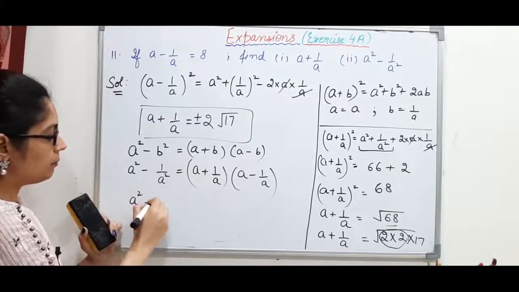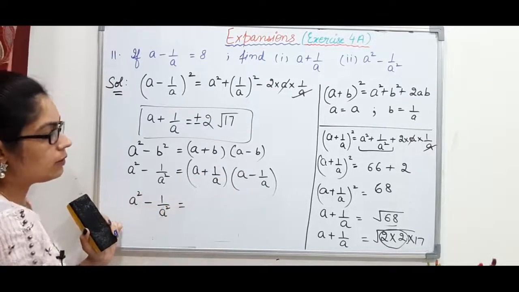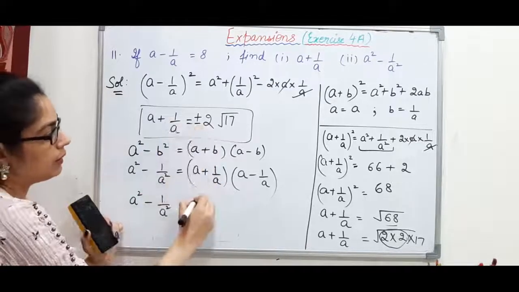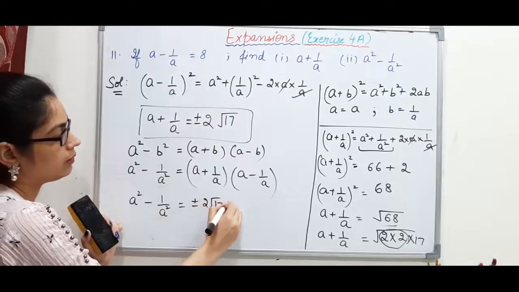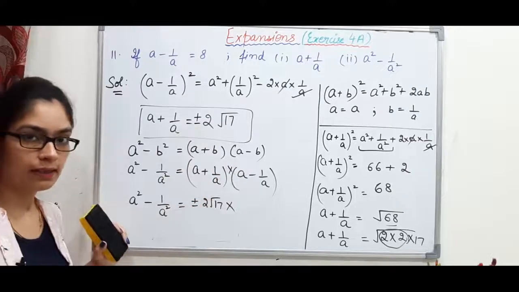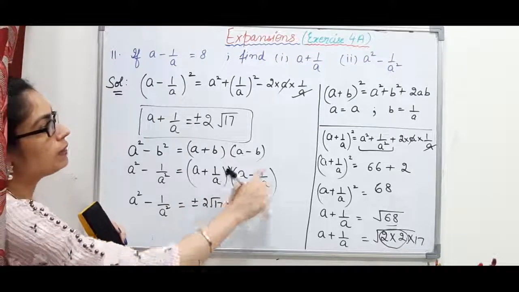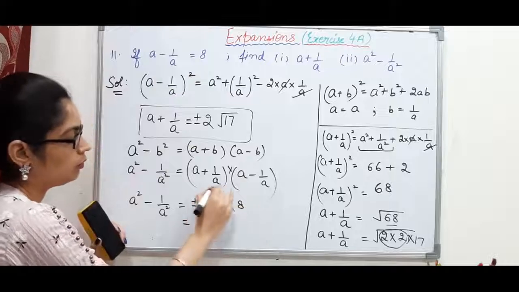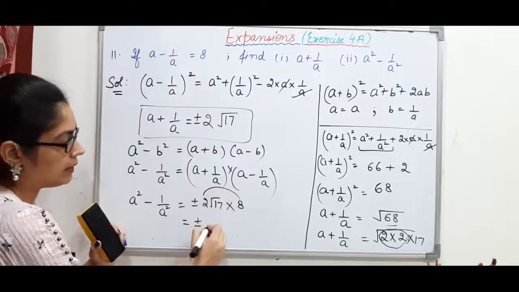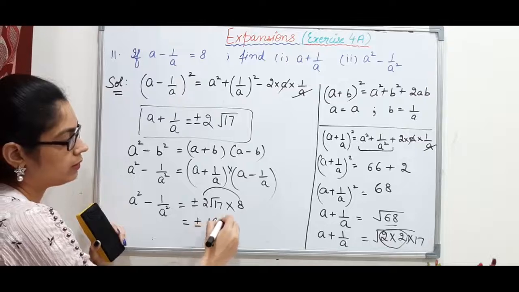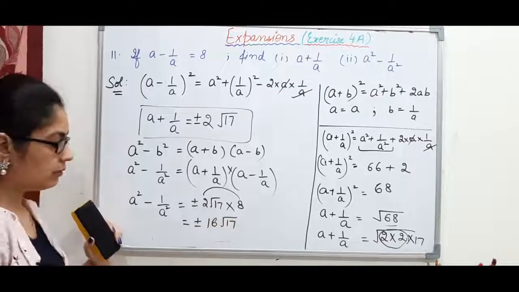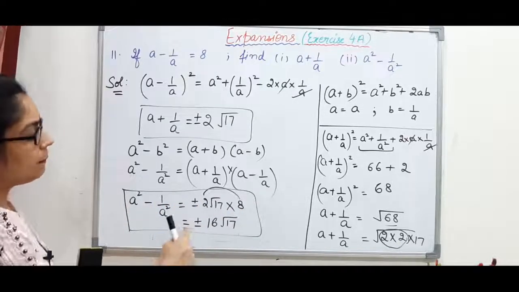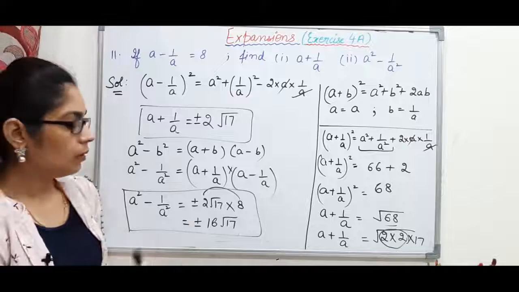So a square minus 1 by a square is equal to a plus 1 by a, which we have just calculated as plus minus 2 root 17, into a minus 1 by a. These two brackets are getting multiplied. And a minus 1 by a is given to us as 8. So we can multiply 2 into 8, plus minus as it is, which is 16, and root 17 as it is. So a square minus 1 by a square is equal to plus minus 16 root 17.